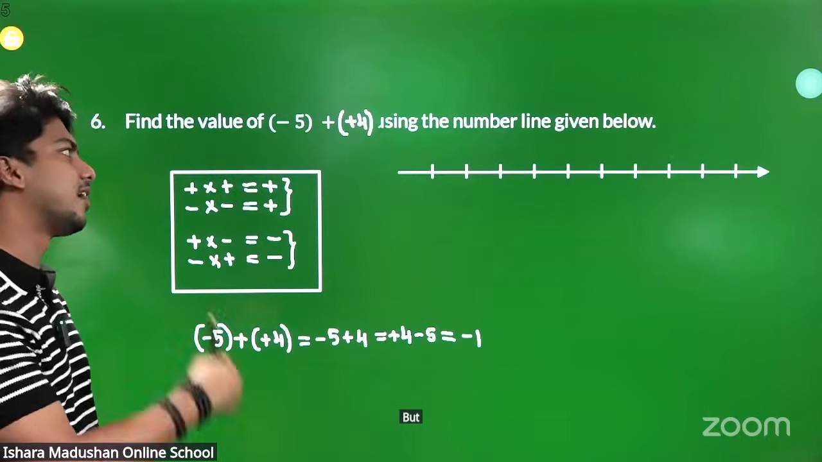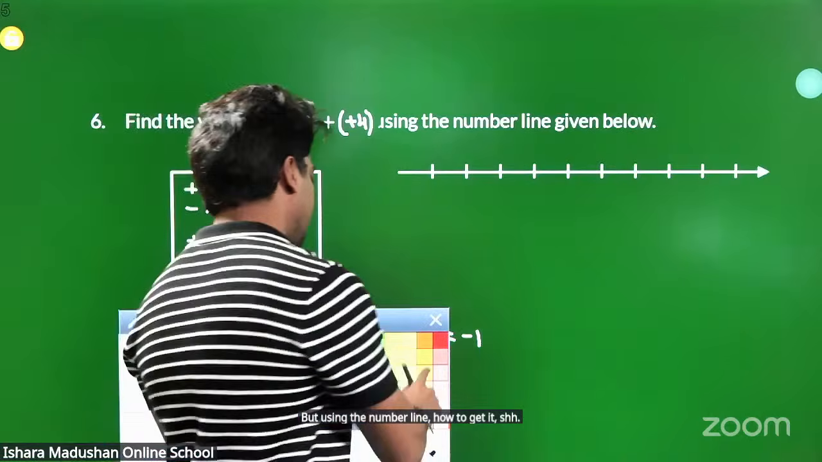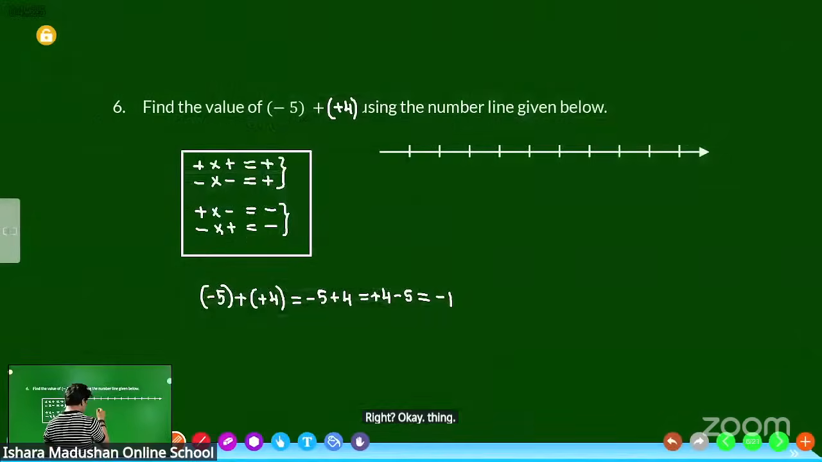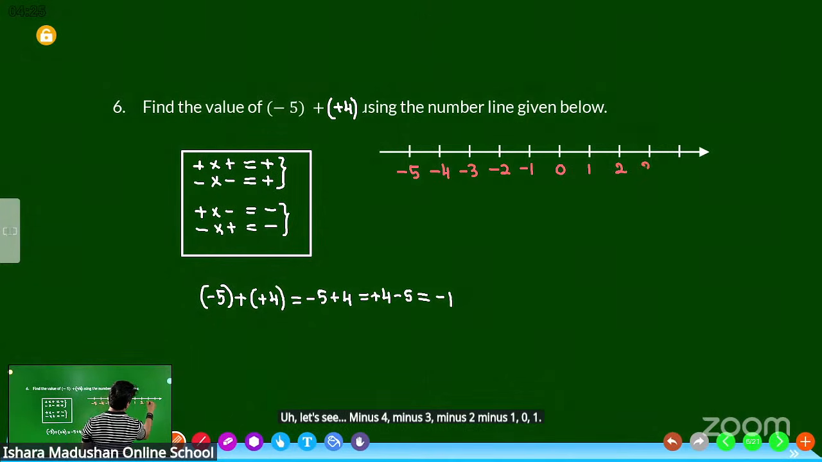We can get the answer like that without the number line. But using the number line, how to get it? Right? Okay. Let's see. Minus 5, minus 4, minus 3, minus 2, minus 1, 0, 1, 2, 3, 4.